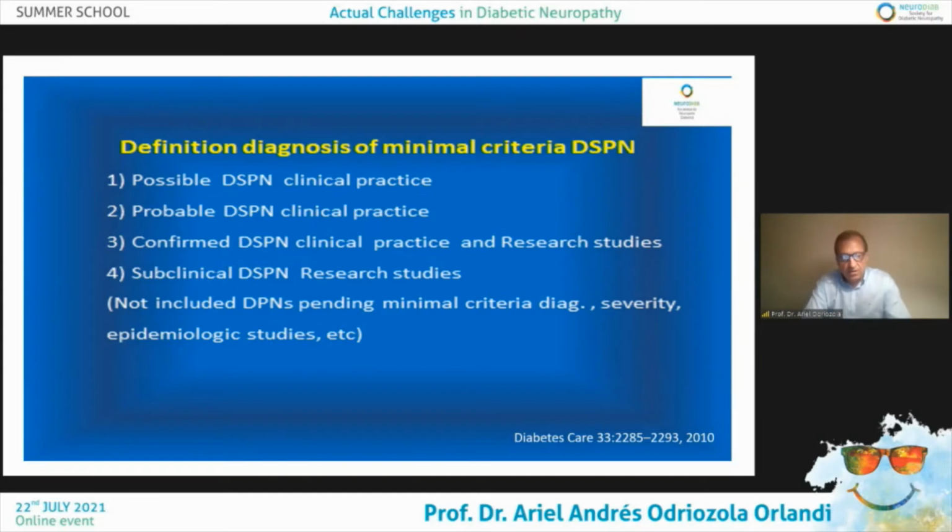If nerve conduction is normal, a valid measure of small fiber neuropathy may be used, such as IENFD or skin biopsy. Subclinical diabetic sensory neuropathy is the presence of no signs or symptoms of neuropathy, confirmed with abnormal nerve conduction or valid measures of small fiber nerves.